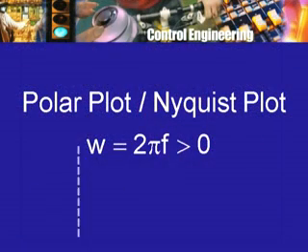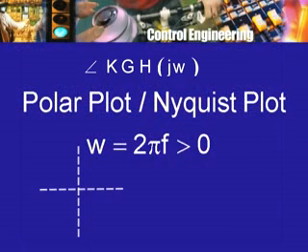So, this plot is known as the polar plot. And why polar plot? Because the modulus of a complex number and the argument of a complex number correspond to the polar coordinates of a point in the complex plane. But it is also known as a Nyquist plot, because Nyquist showed us how to make use of this experimental information.